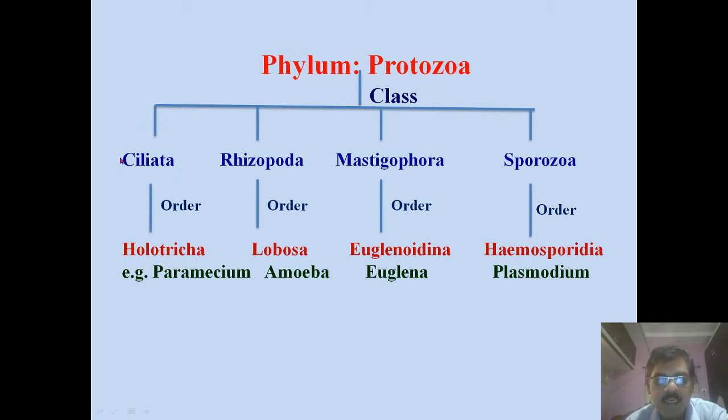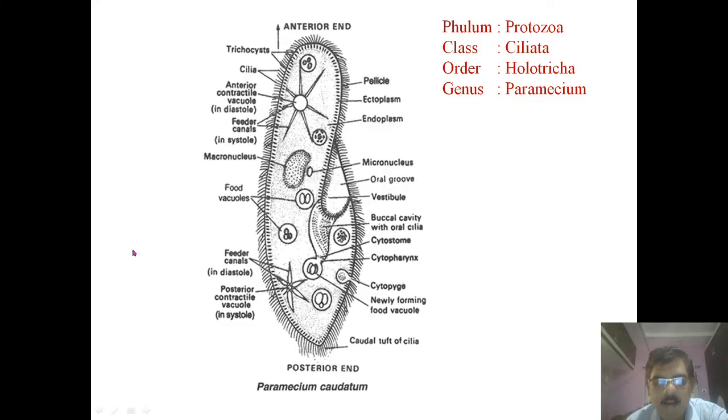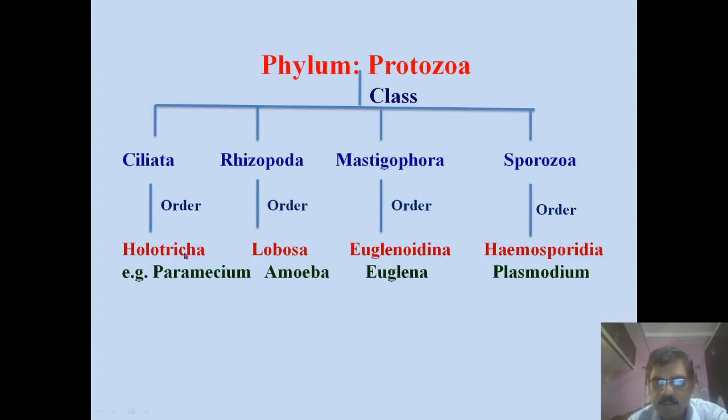These are included under Ciliata. One of the orders of the Ciliata is Holotricha, and an example is the Paramecium. Then the second class is Rhizopoda, whose organisms have the locomotory organ as pseudopodia. These are included under the Rhizopoda, the order is the Lobosa, and the example is the Amoeba.